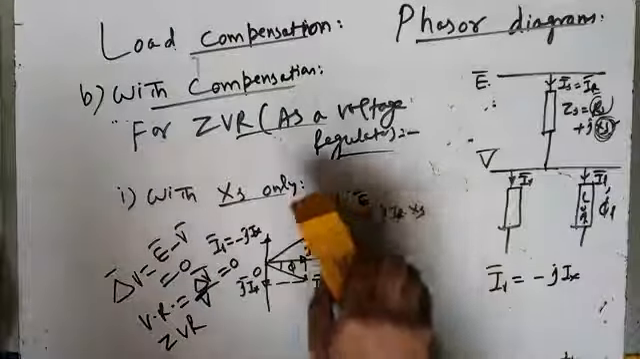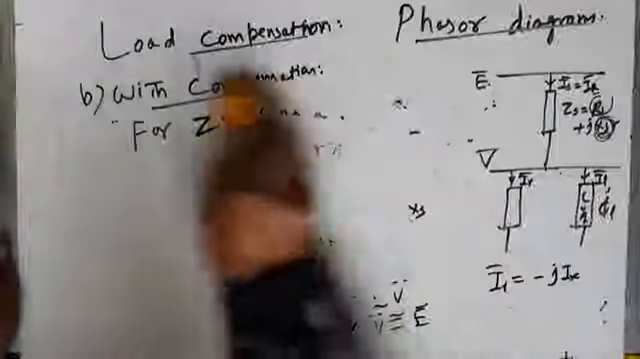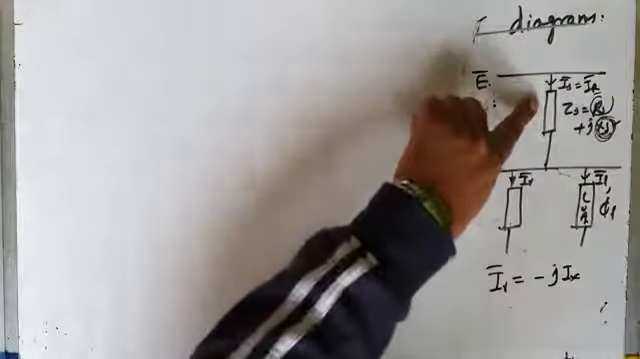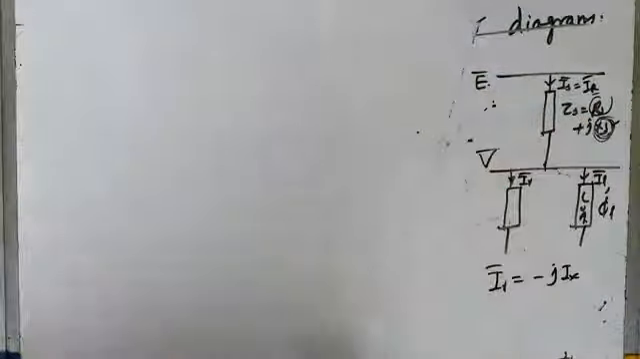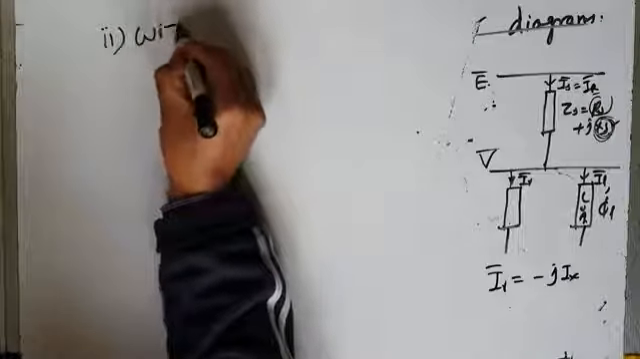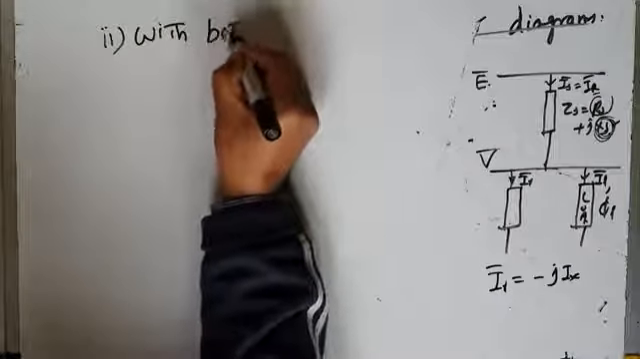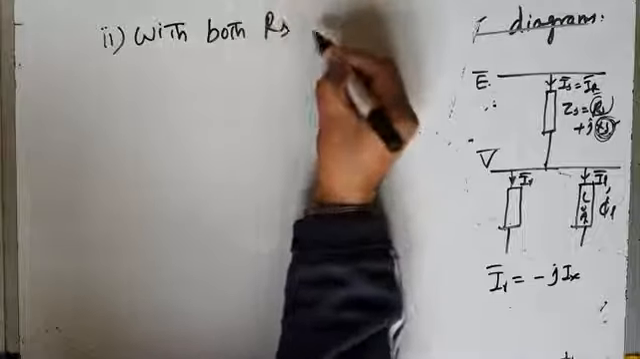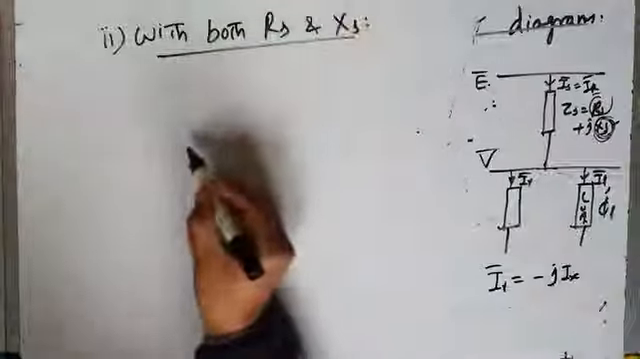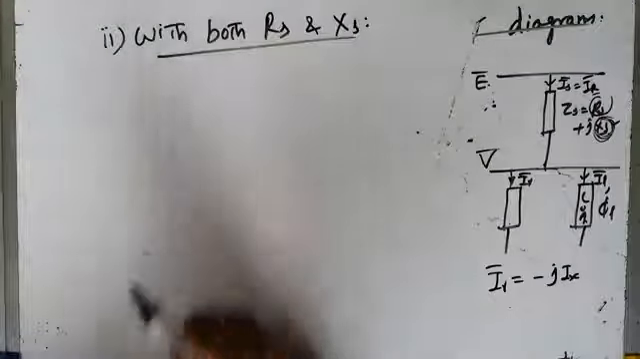But practically we don't have XS only, along with XS we have RS also. The source feeder or source line has resistance also. So I will show you the phasor diagram with both RS, that is source resistance or feeder resistance, and reactance, with both RS and XS. Let me draw the phasor diagram.